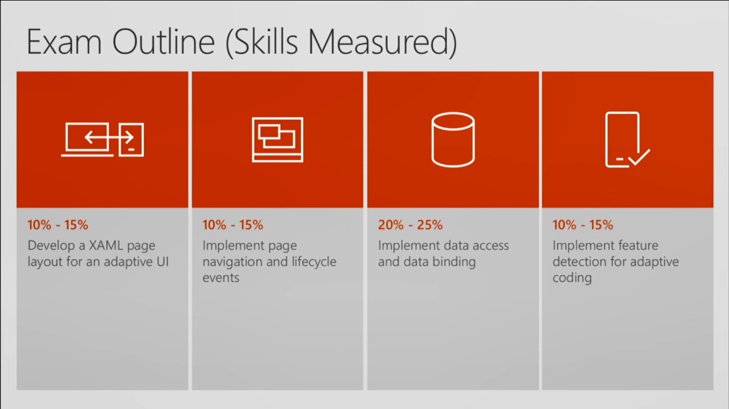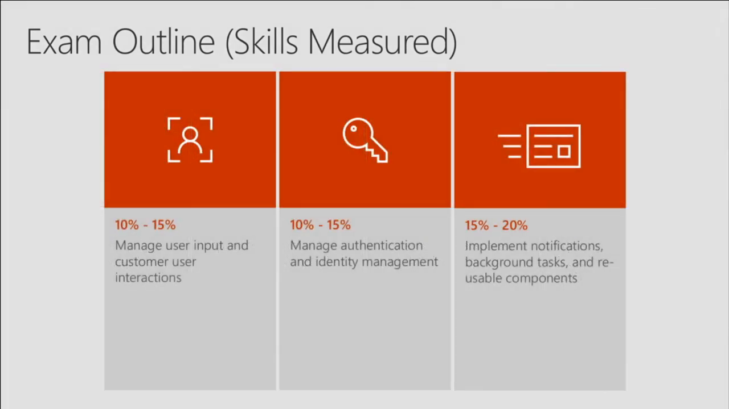Data access, data binding. So you have two different ways to implement data binding in the UI. Data access using Entity Framework Core. Ooh, nice long list to go through, right? Feature detection for adaptive coding. So not just using a feature, but determining if a feature is there. Determine if you have access to that feature.